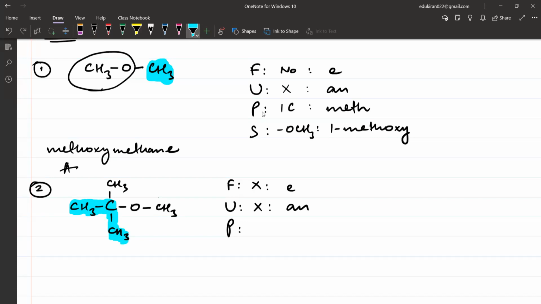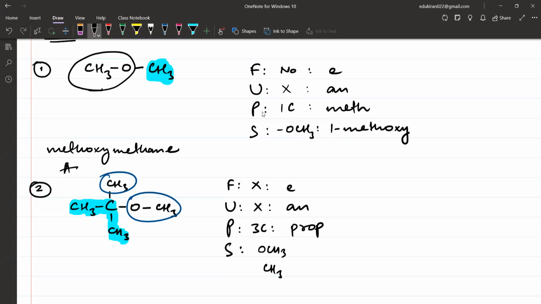So the parent has 1, 2, 3 carbon atoms. Three carbon is prop, right? Then the substituents. Here we have OCH3, that is a substituent. Then we have CH3, right? We have two substituents, OCH3 and CH3. CH3 is methyl and OCH3 is methoxy.